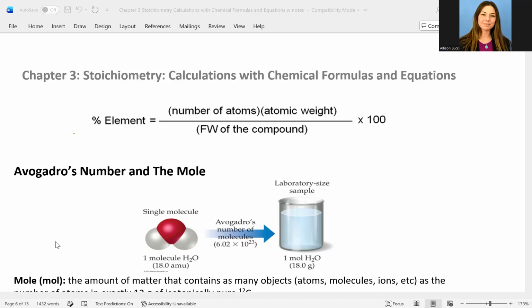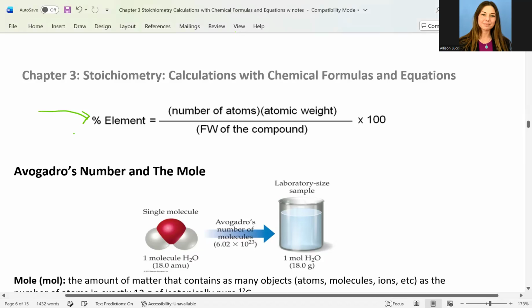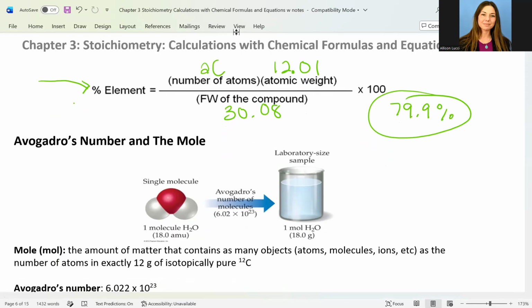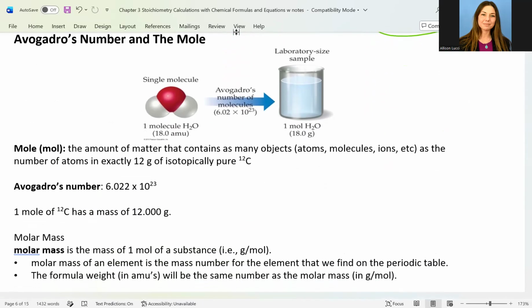Before we begin discussion of our next topic, I just wanted to point out that in the previous video, we calculated the percent of an element within a compound. And I just wanted to note that there is the general equation within the worksheet to guide you. In the example, we looked at the fact that there were two carbon atoms. The weight of each one was 12.01. The formula weight of our compound was 30.08, and we found the percent of the element carbon was 79.9%. So you can always use this formula here when you're calculating percent of an element.